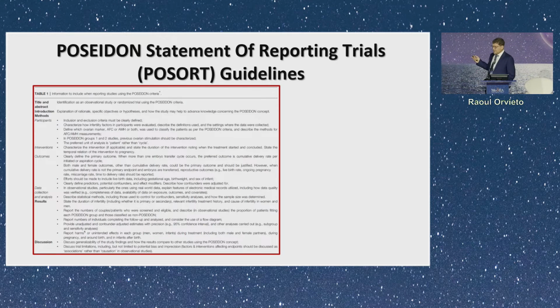The POSEIDON guidelines were published in Frontiers in Endocrinology, an open access journal, last year, so everybody can get access to these guidelines. And here are briefly the three tables that were presented in the guidelines. The first table presents information to be included when reporting an article using the POSEIDON criteria.